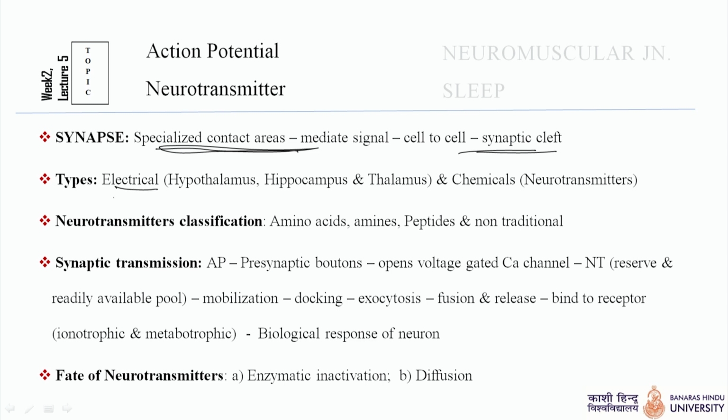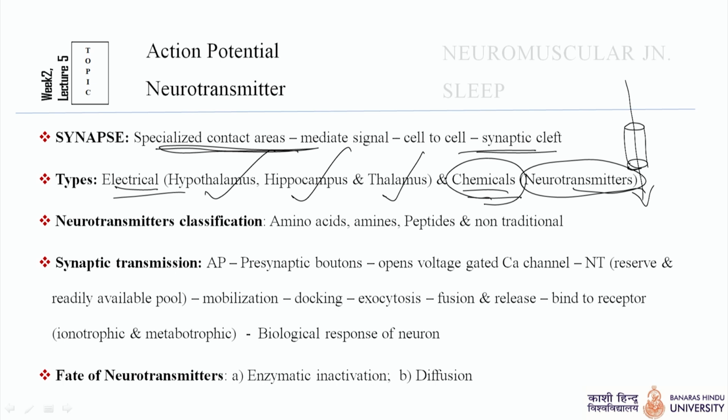I already told, one is electrical synapse, another one is chemical synapse. The electrical synapse is where small gap junctions are present, electrical gap junctions, through which the current passes. These types of electrical synapses are present in very few areas in the body, such as hypothalamus, hippocampus and thalamus. Whereas the chemical synapse is present widely in the body. This is mediated through the chemical messengers that are called neurotransmitters. Of course there are different types of neurotransmitters that we will see.